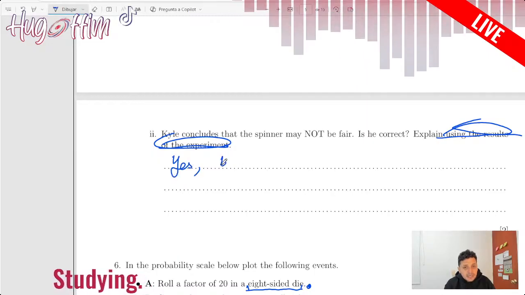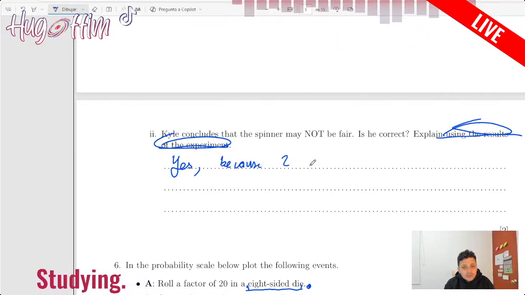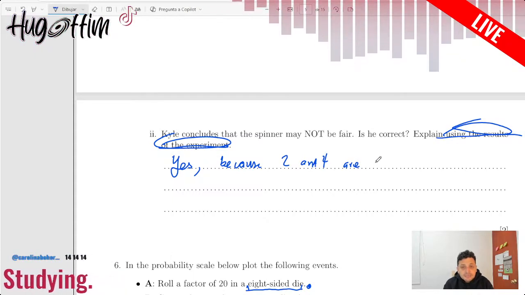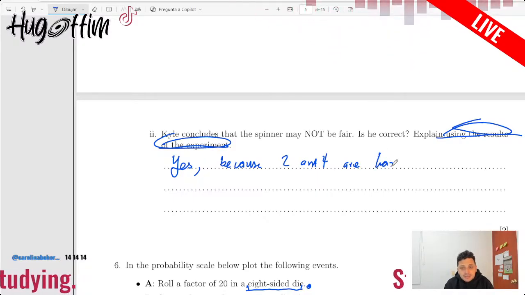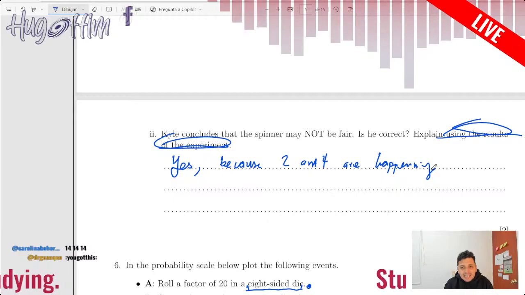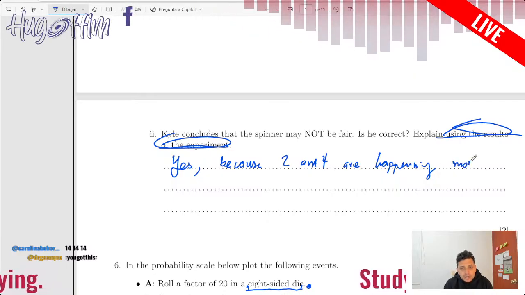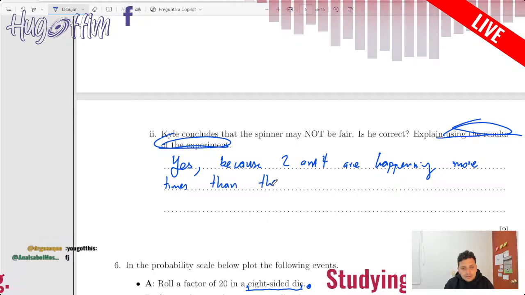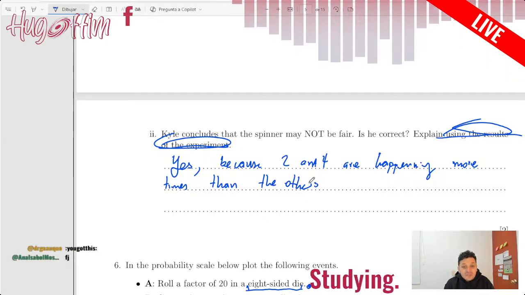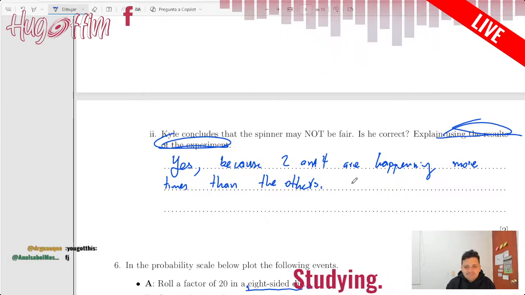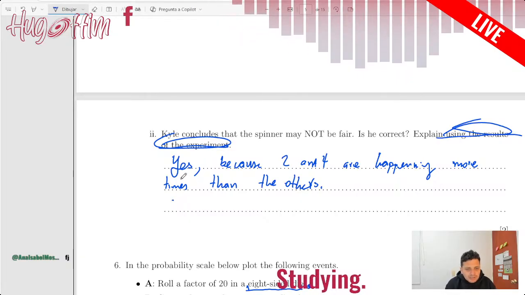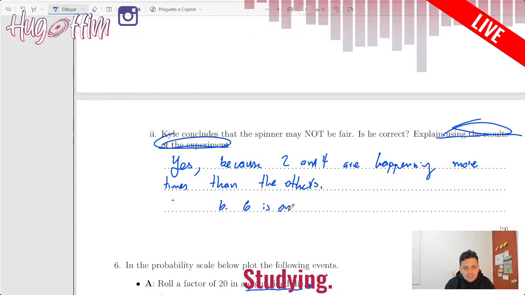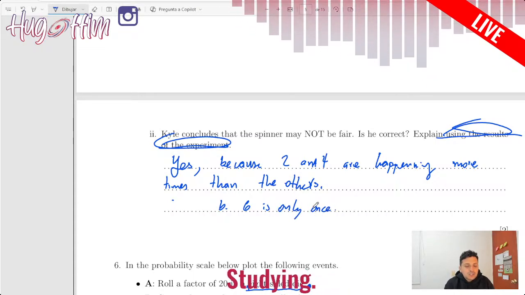Yes, because 2 and 4 are occurring, happening, spinning more times than the others. Now, a lot of times more than the others? No, but for example, 6 is only once. That could be another option, because 6 is only once. I expected at least 2.